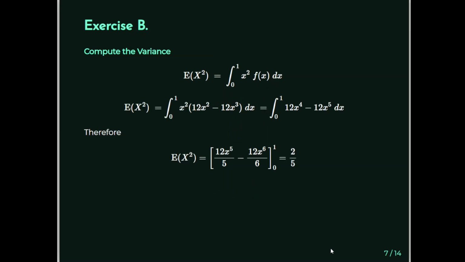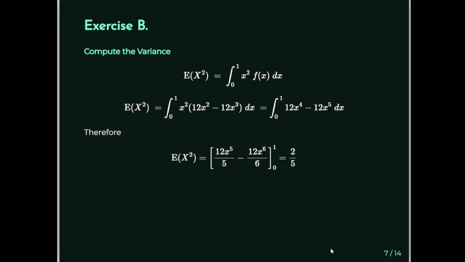Now, the next one, the expected value of x squared. This is building up to getting the variance of x. Essentially what we have here is a definite integral from 0 to 1 of x squared times f of x, which is x squared times 12x squared minus 12x cubed. Simplifying that expression, we have a definite integral of 12 times x to the power 4 minus 12 times x to the power 5, evaluated from 0 to 1.